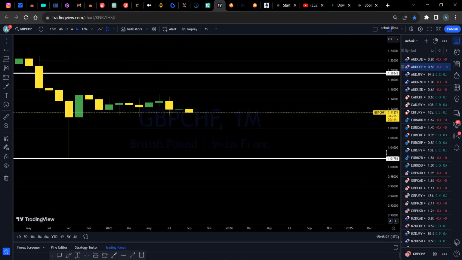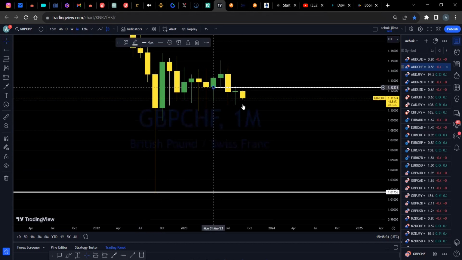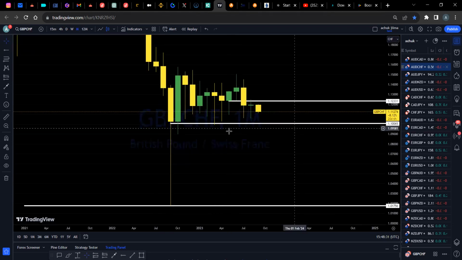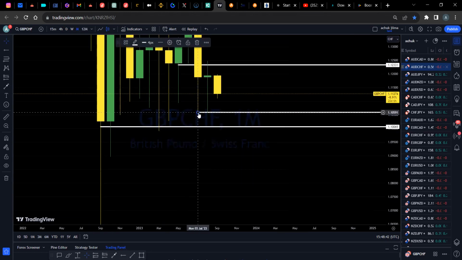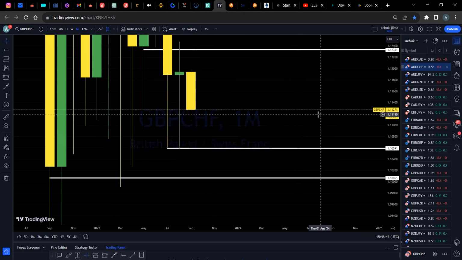Then when you come to the monthly stage, this is what we get to see. So we have our area of price difference, and then we have this whole area which has been acting as a support. Price has been playing around this area for quite some time. But then we have these monthly lows, which we want to see price coming into, fill up these gaps.